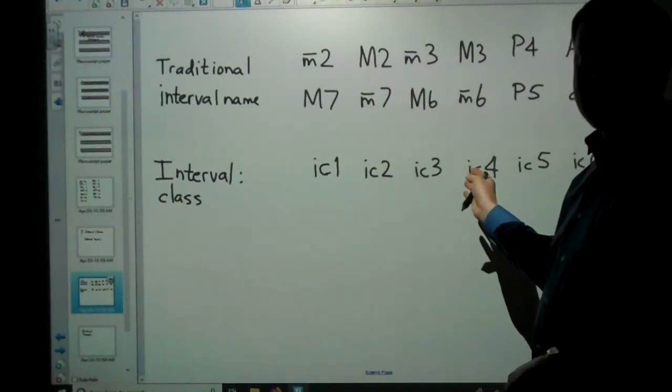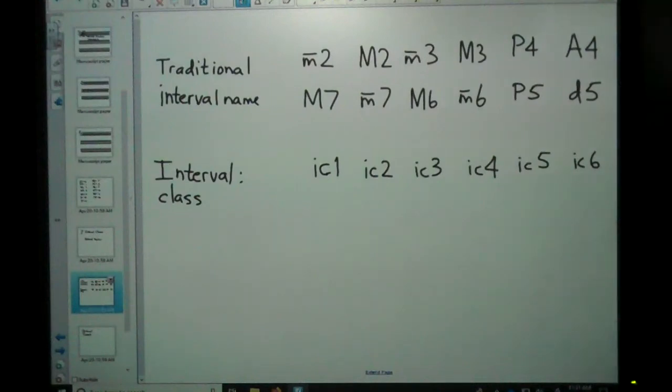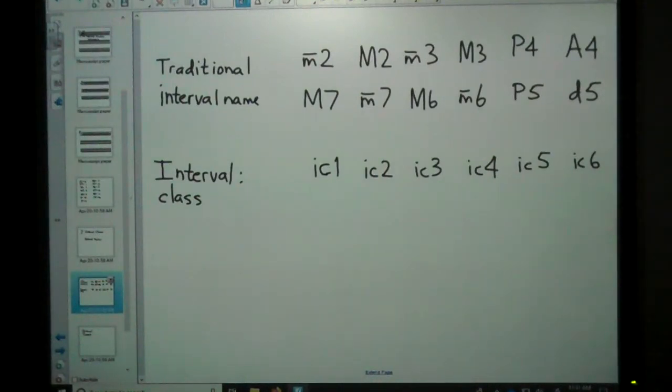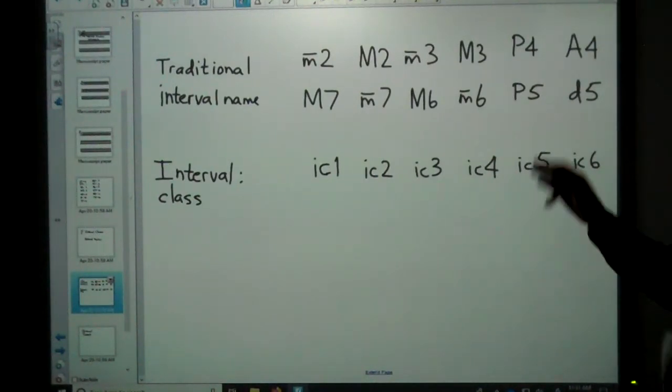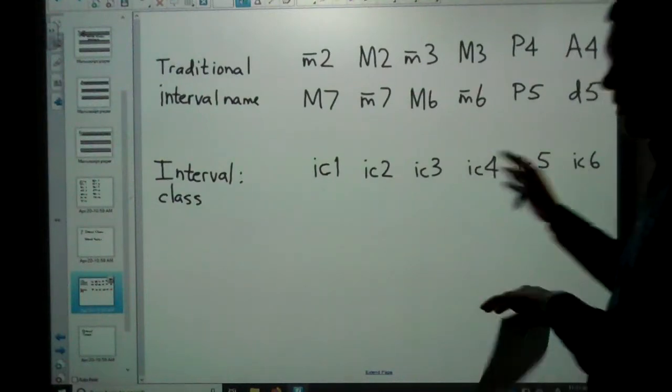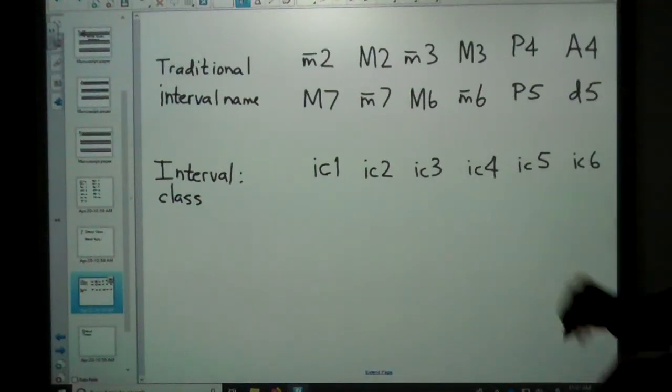By the way, this table is found in your book on the bottom of page 514, and you can refer to it there unless you've already written this in your notes. It doesn't hurt to have this in your notes either.